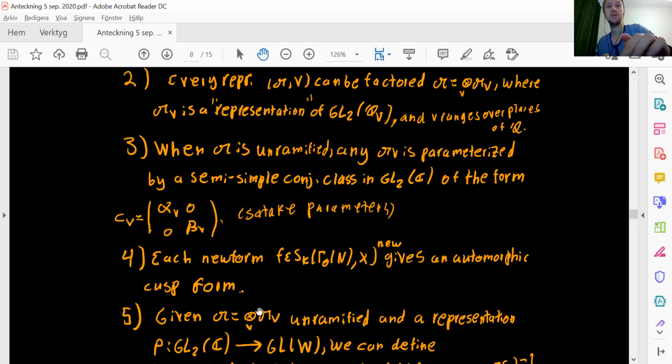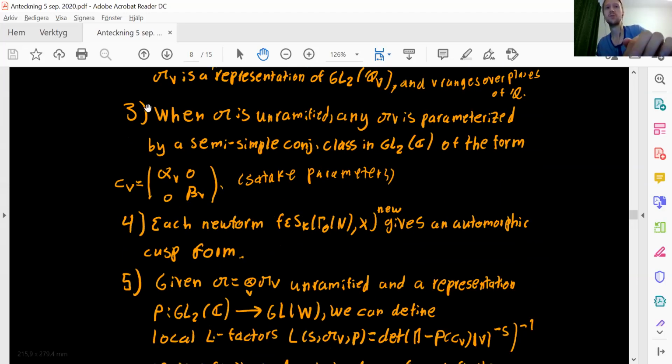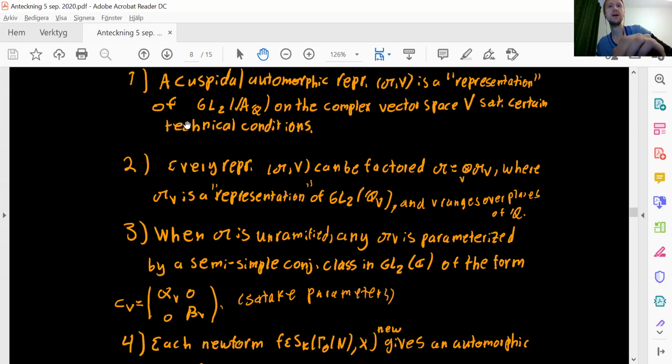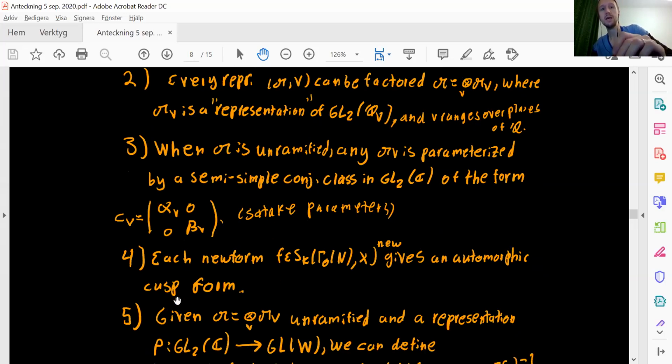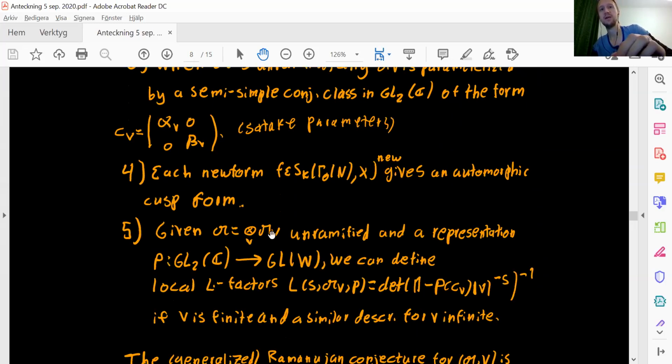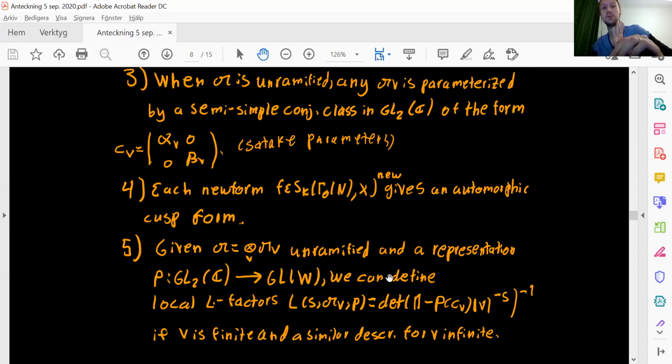The thing to really recall is maybe 3 and 5, which are the most important. Namely, when pi is an unramified cuspidal automorphic representation, the local factors are parameterized by the semi-simple conjugacy classes, which are given by two complex numbers here. And lastly, when we have such a representation, I can define this local L factor. So this is what will be important for us.